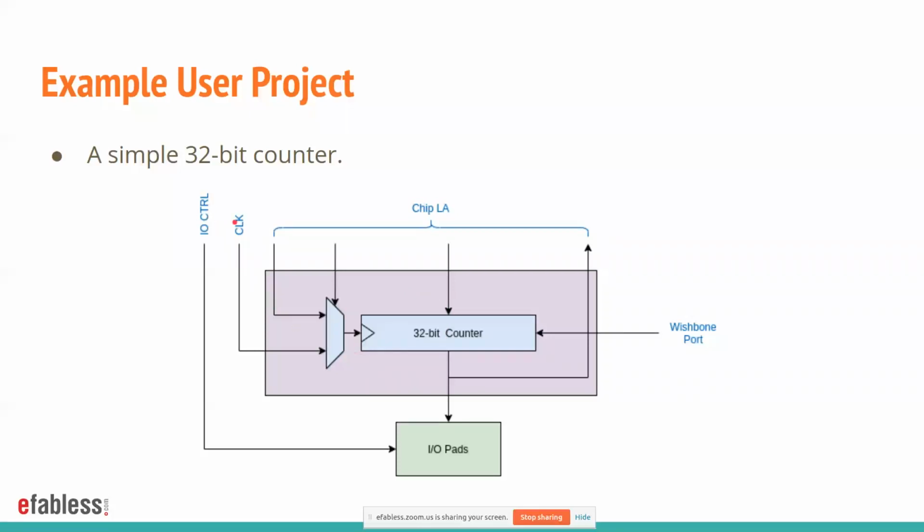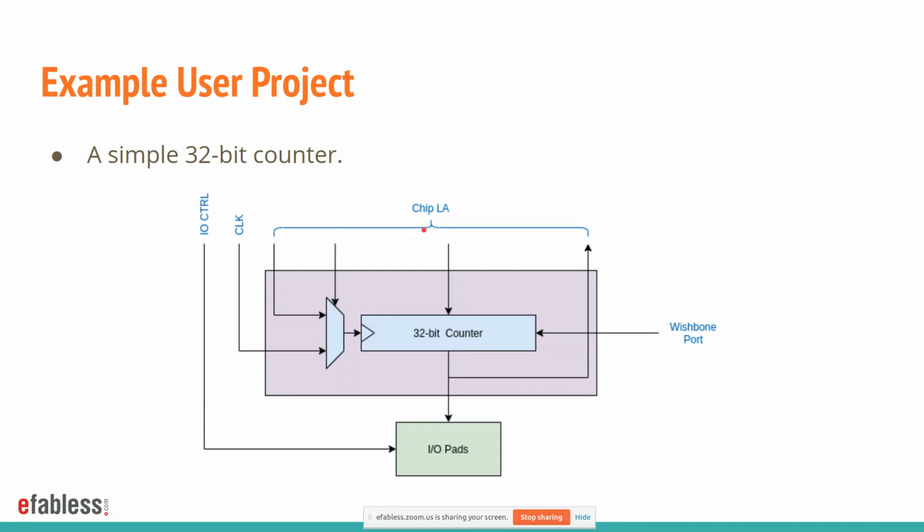And the logic analyzer probes are also used to supply a secondary clock for the count register. So it either uses the wishbone clock or the secondary clock based on the select line here, which is provided also by the logic analyzer.